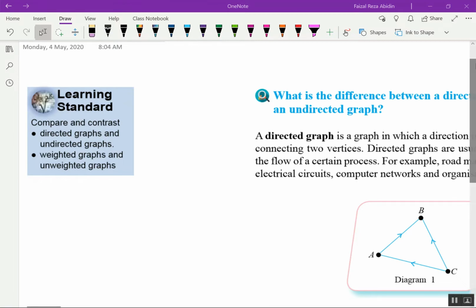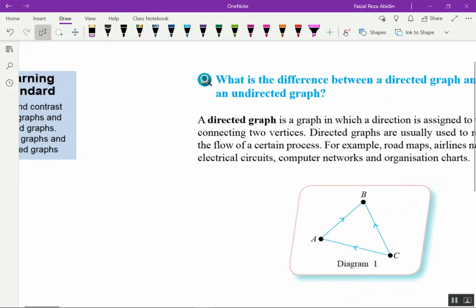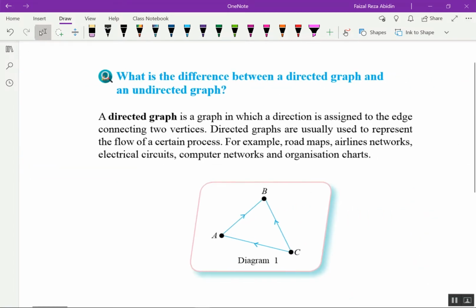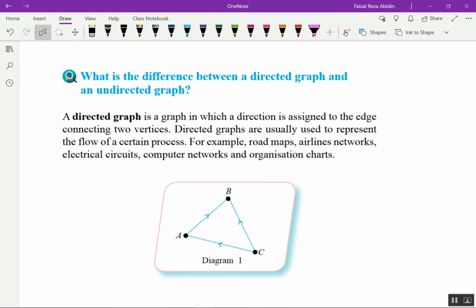So today we are going to continue our chapter 5, Network in Graph Theory. For the learning standard for today, we are going to compare and contrast first directed graph and undirected graph. Secondly, weighted graph and unweighted graph. First of all, we look at what is the difference between a directed graph and an undirected graph.